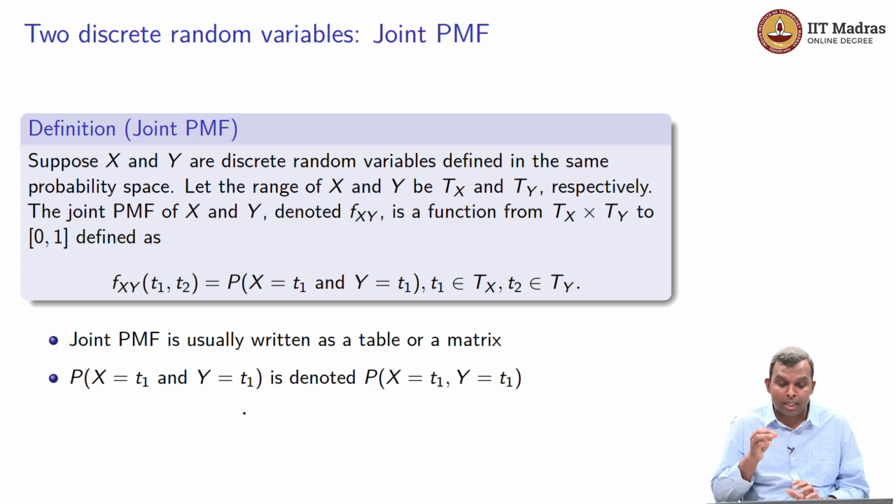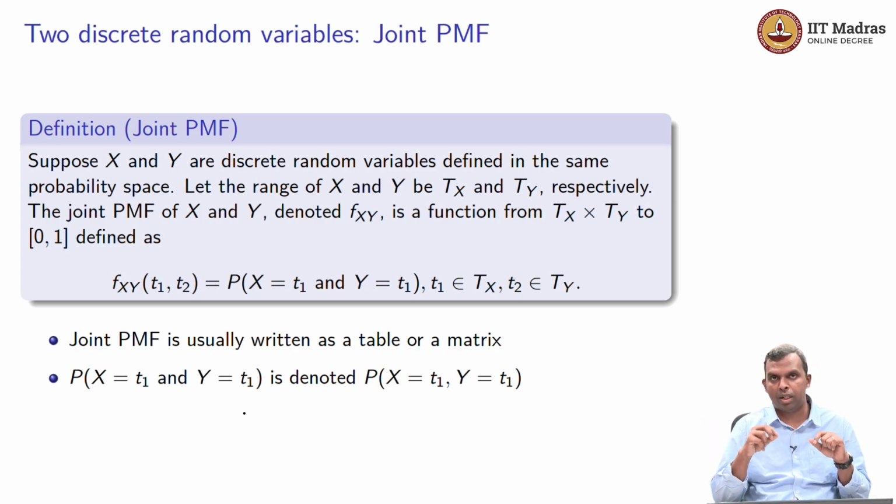Okay. Now what is this FXY? It's a function from the Cartesian product Tx cross Ty to [0, 1]. Okay. And how do we define this function? So FXY, the arguments are two now, right? Because it's a Cartesian product. There is a T1 that will come from Tx and there is a T2 that will come from Ty. For every T1 and T2, this FXY will assign a number.